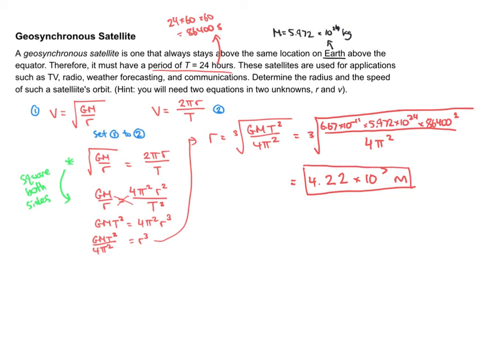And I'm just going to take a second to go on Google here, and I'm going to search up radius of geosynchronous orbit. And it is giving me 42,164 kilometers. Convert that to meters, and you would get really close to what I got here.